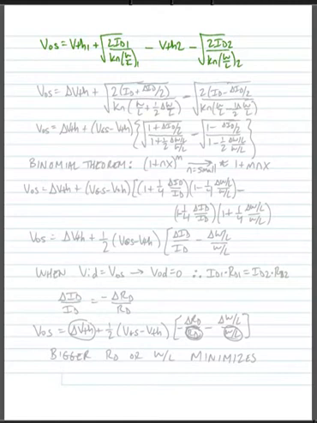Alright, so we're going to substitute our mismatch parameters into this equation, and we can write that VOS is equal to delta VTH plus the square root of 2 times ID plus delta ID over 2, divided by Kn times W over L plus 1/2 delta W over L, minus the square root of 2 times ID minus delta ID over 2, divided by Kn times W over L minus 1/2 delta W over L.